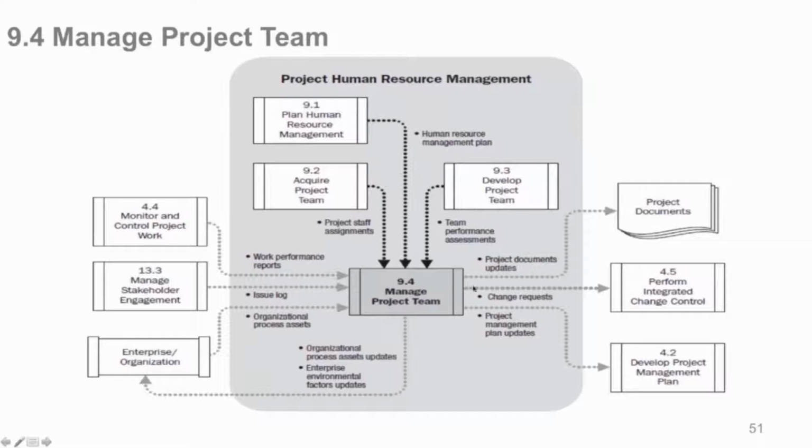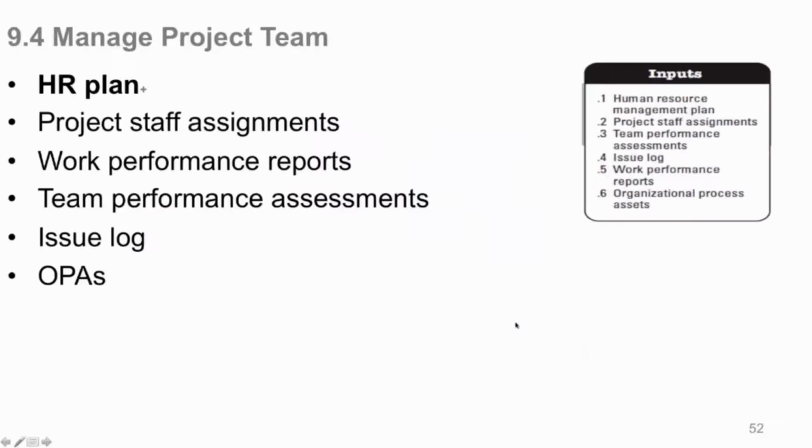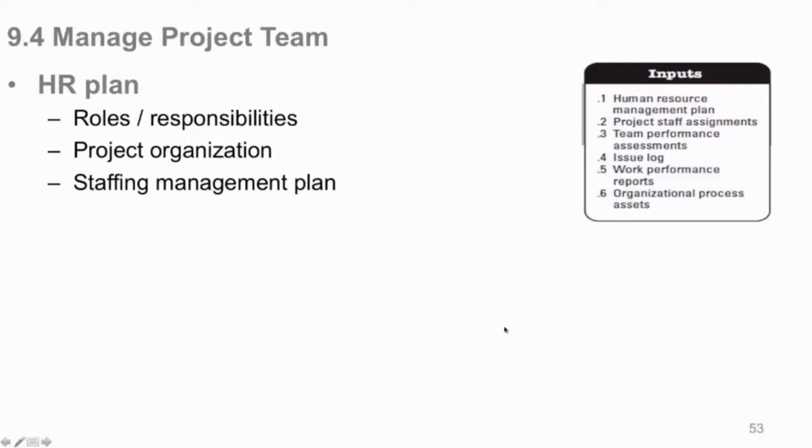Outputs: the primary output again is your change request that goes to one place only, 4.5, perform integrated change control. And then your usual project management plan updates, project document updates, whatever is appropriate in the context of managing your team. So here's a little more detail on the inputs, the HR plan. Of course, what's in there are your roles and responsibilities. People's names are not assigned in the HR plan, but the roles and responsibilities that would be assigned to them are in there. Of course, your project organization, your org chart, and your staffing management plan on how you need resources over time would be in there.